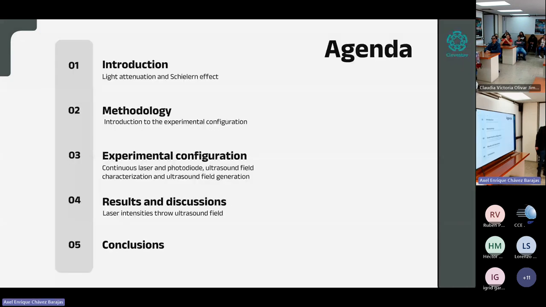Well, this is the agenda I'd like to talk about. First, I will mention in the introduction some theory about light attenuation and the Schlieren effect. Then in the methodology, I would like to introduce the experimental configuration that I used to obtain the results and discussions. And finally, the conclusions about all the experiments.